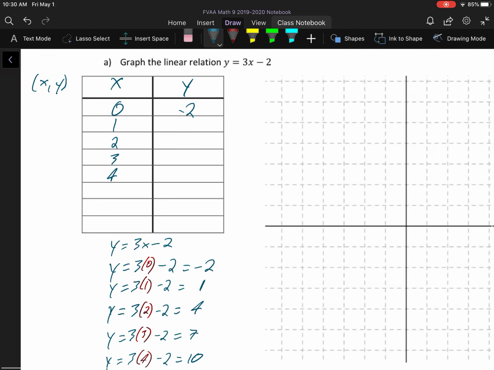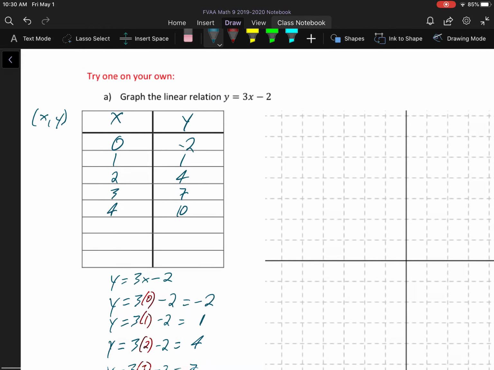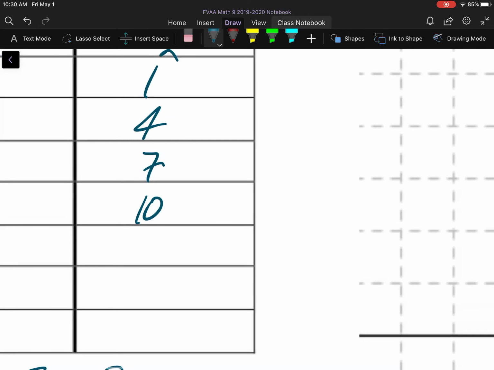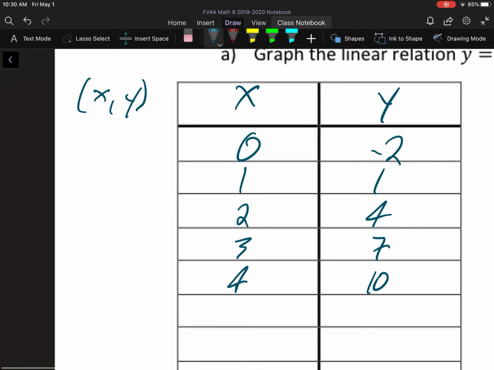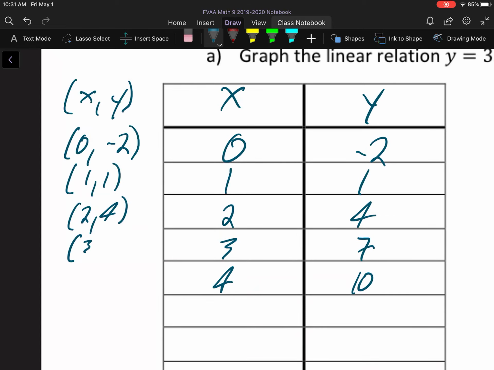Okay, so I have a bunch of points here. I have enough. 1, 4, 7, 10. I can see that I could probably fill in the rest as well if I wanted to, because it's just going up by 3 on this side. Okay, but I have enough points to draw my graph. So 0 and negative 2, 1 and 1, 2 and 4, 3 and 7, 4 and 10.